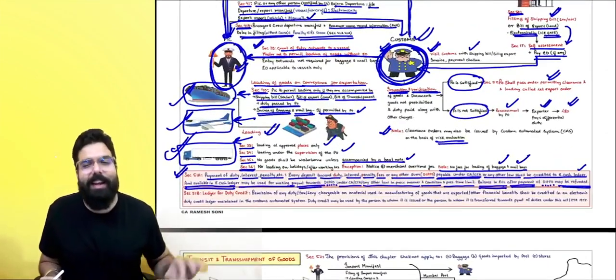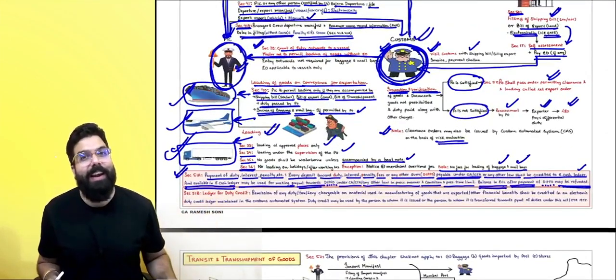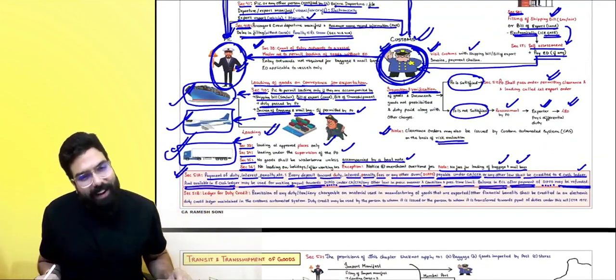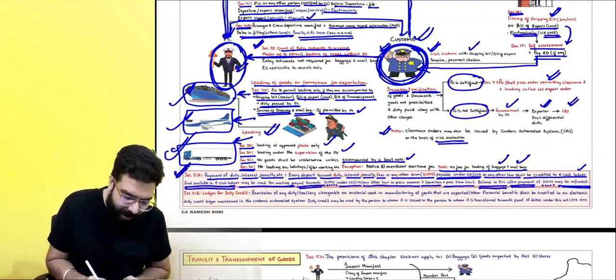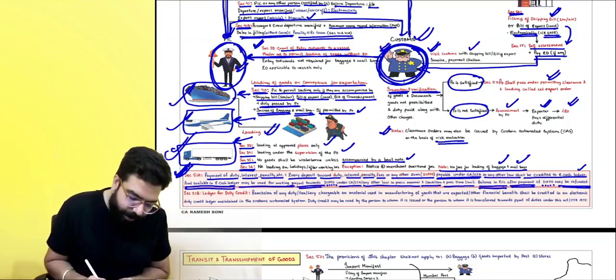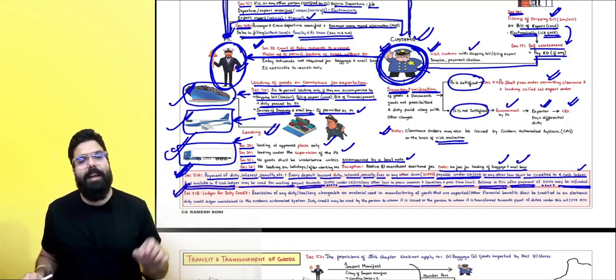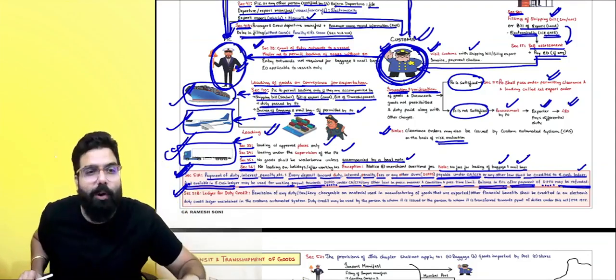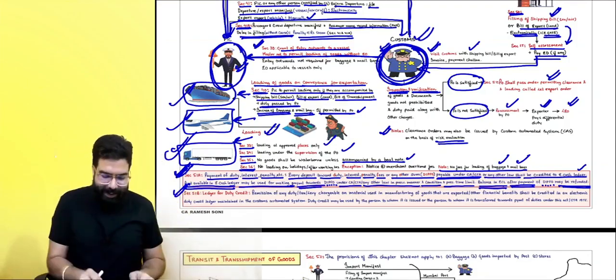So what they are telling is, sir, we will go ahead and have e-cash ledger under customs also. That is what they are trying to say. But as of now, the rules are yet to be prescribed. Then we have section number 51B. Basically, section number 51B goes ahead and says about e-credit ledger.